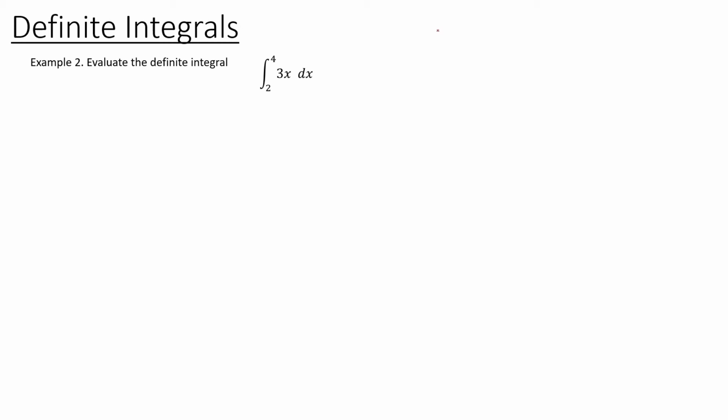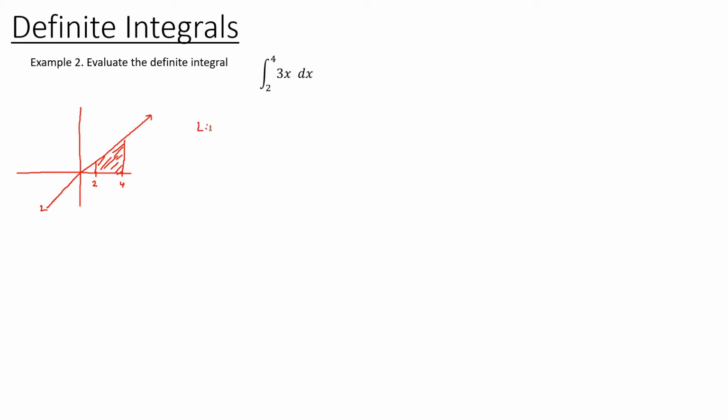Number 2 says evaluate the definite integral of 3x from 2 to 4. We talked about definite integrals as another way to say area. Just to see it as a graph, here's a graph of 3x. Let's pretend this is 2, this is 4. Our goal is to solve for this area. This is a trapezoid, so it might be easier to use a geometric shape to solve it, but we're going to solve it as a limit.